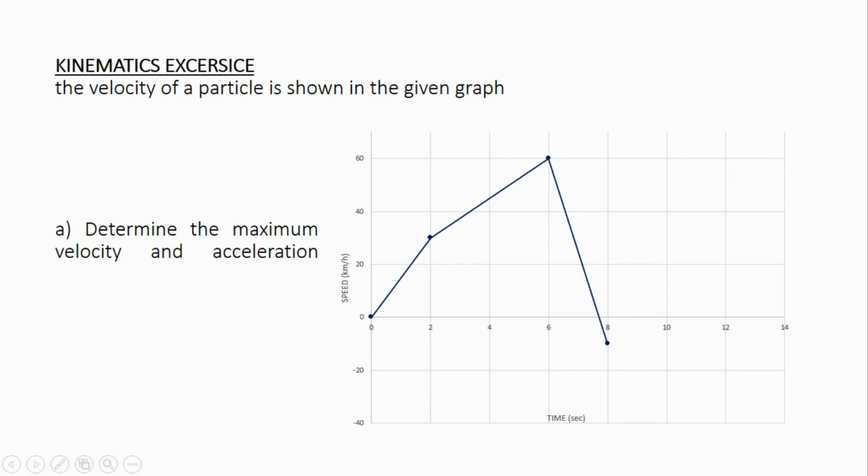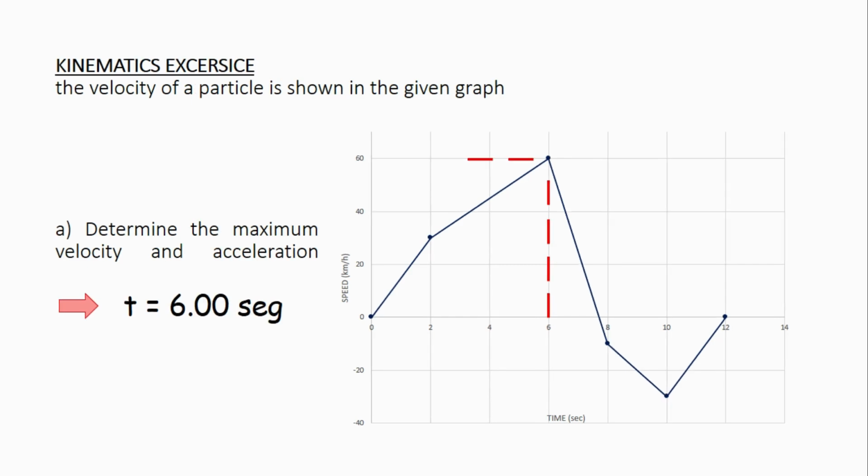Let's solve part A. For this, we see that we have a velocity graph, and the velocity at time t equals 0 is 0. And the maximum velocity is the peak of the graph, which corresponds to the absolute maximum. This peak is reached at time t equals 6 seconds, and its corresponding speed value is 60 kilometers per hour. In this way, we have solved part of what is asked in section A of the problem.